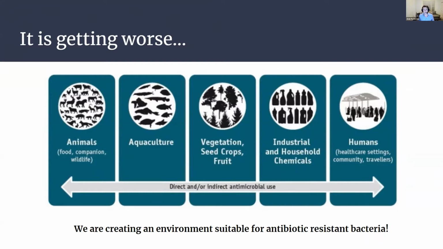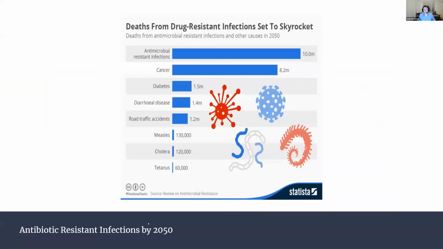It is important to understand that we are not actually causing the bacteria to mutate faster. What we are doing is providing an environment for it to succeed, right? If by 2050 we continue on the same path, antimicrobial resistant infections are predicted to become the number one cause of death in the United States, with over 10 million deaths a year.